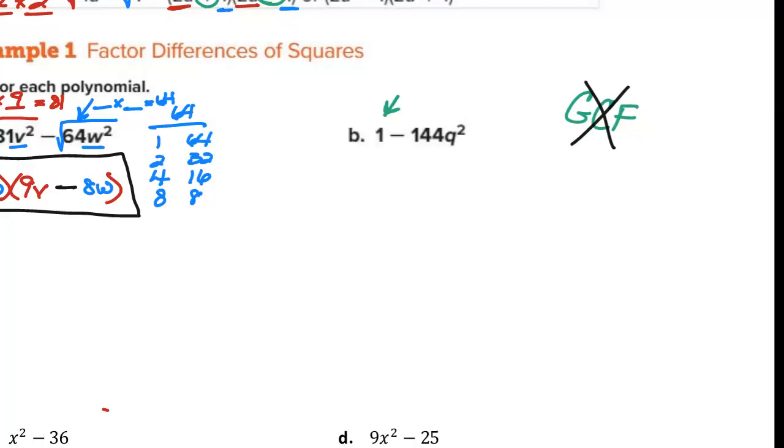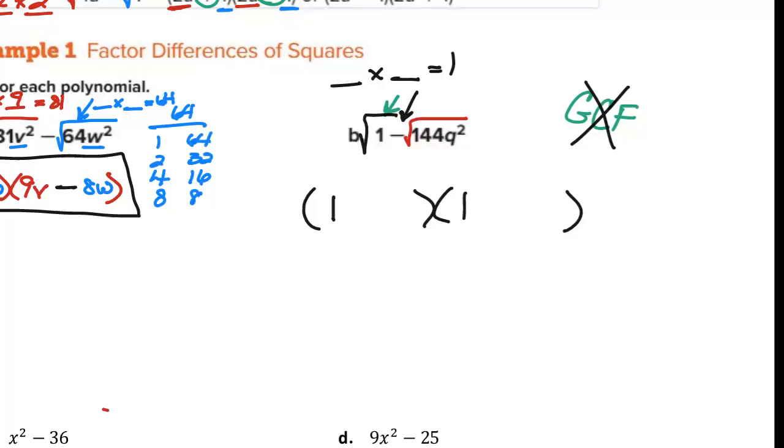I do see that this is a difference, subtraction of two perfect squares. So I know I'm going to set this up as two sets of parentheses. What is the square root of 1? Meaning what times what gives us that 1? 1. So that goes as your first term in each factor. Then you go to the second.